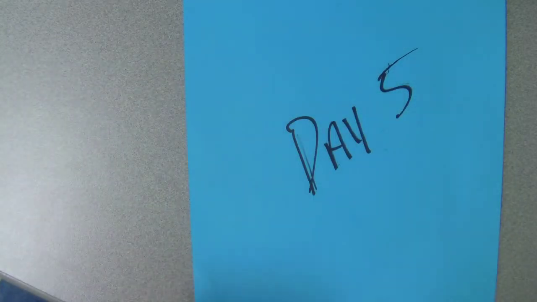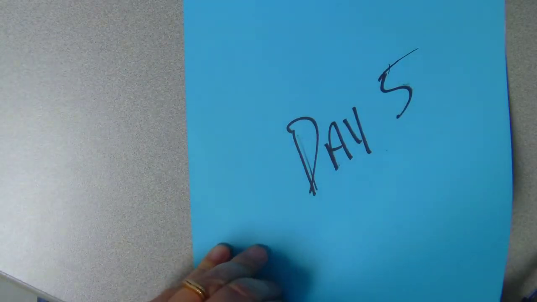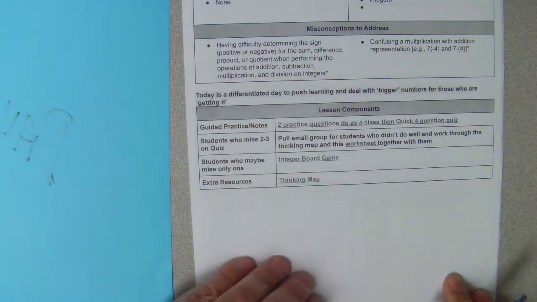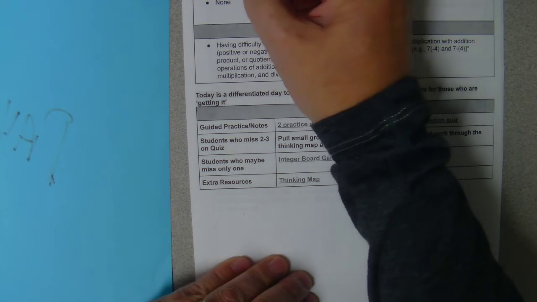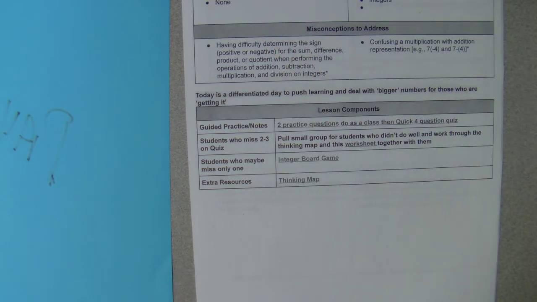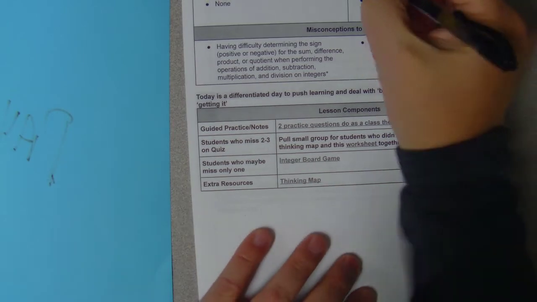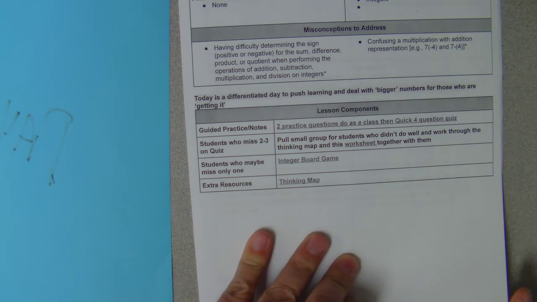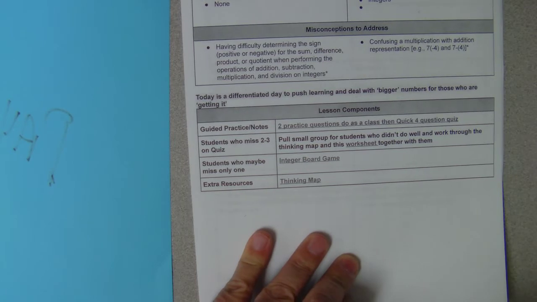Okay, let's get started with day 5. Rapidly approaching Christmas break. This is TEAC 6.3D, add, subtract, multiply, and divide integers fluently. This fluently is the most important part. This is taking us into a situation where we are doing it very, very well.